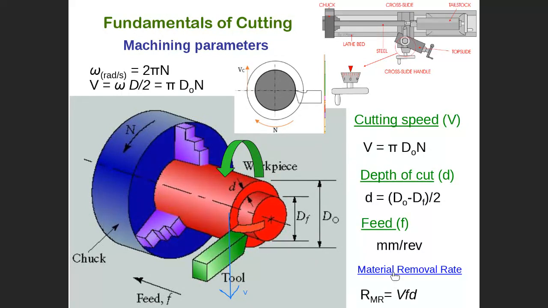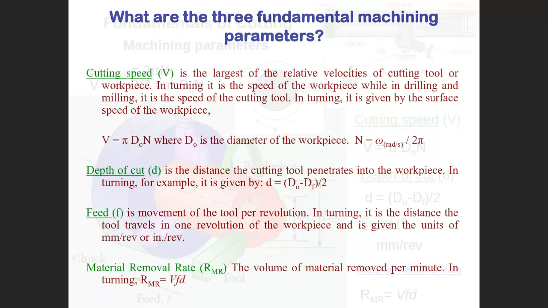Material removal rate, or volume of material removed, equals VFD, or VDF, meaning V in millimeter per minute, F in millimeter per revolution, and D in millimeter, giving cubic millimeter per minute. So cubic millimeter per minute means a volume rate, the volume of material being removed every unit time. So VFD is the material removal rate.